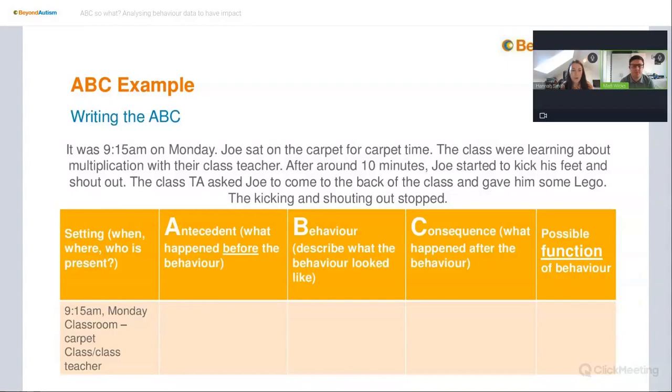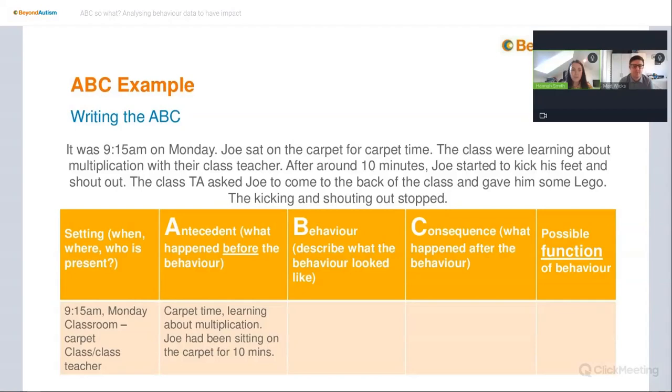How about the antecedent? What would go into that box? So that would be it was multiplication, wasn't it, they were doing? Yeah, and having sat on the carpet for about 10 minutes. Yeah, absolutely. So the activity they were doing is carpet time, be really specific about what was happening. So we have that information there. So it was multiplication, and also, yeah, being aware of how long they were sat there. That's really helpful information as well.